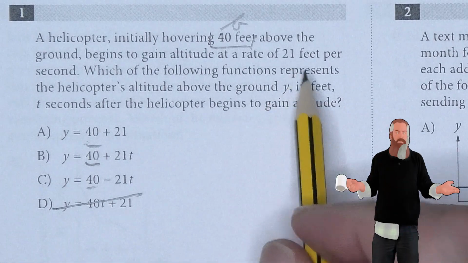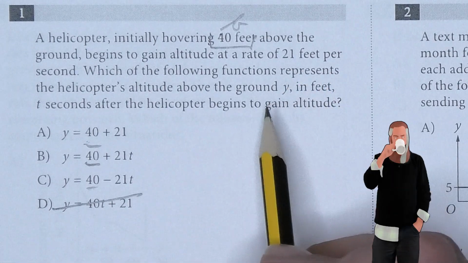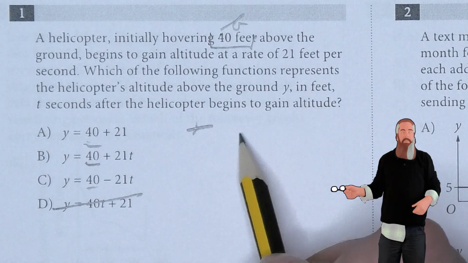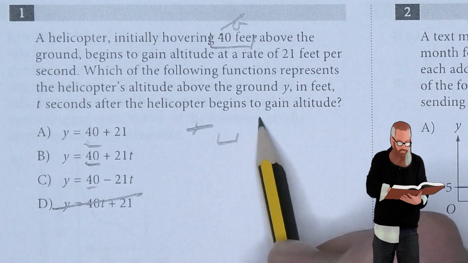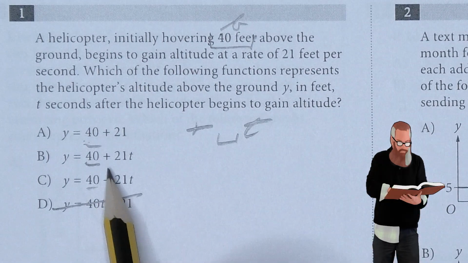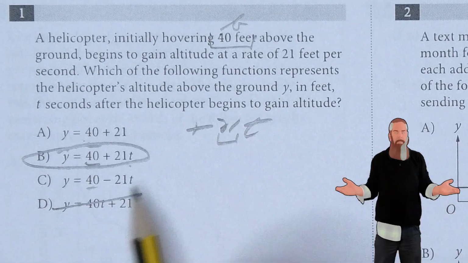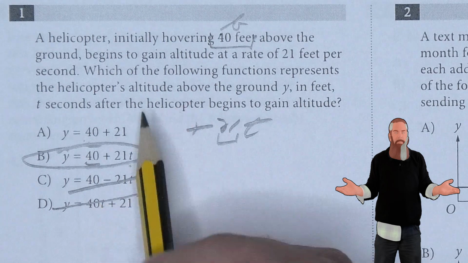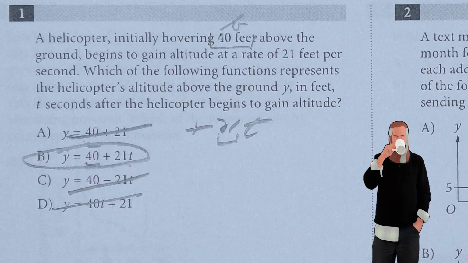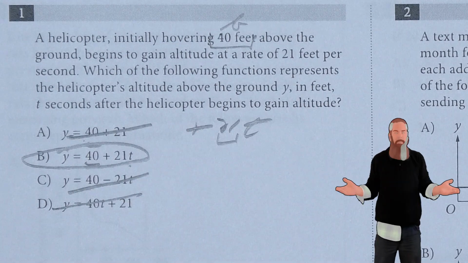Now it's going to gain altitude at 21 feet per second. So we need a plus some number per time. Now that number is 21 feet per second. See, it's not going down, and if we did that, it would just be hovering at 61 feet. That's why B is the answer.